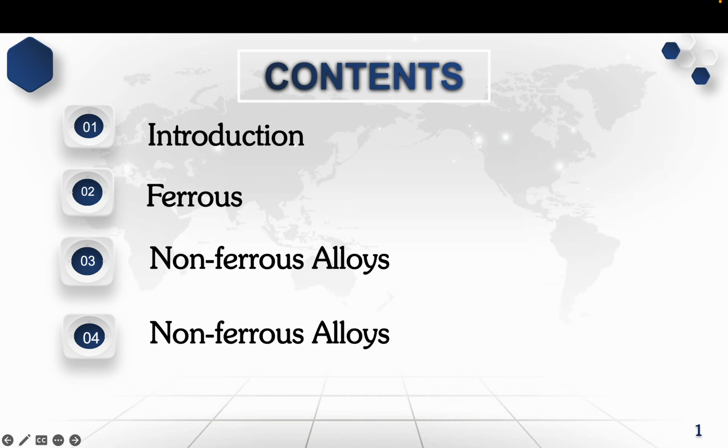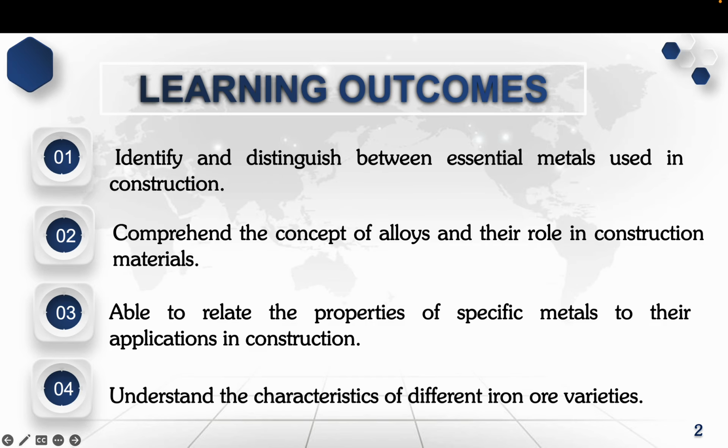At the end of the lecture, you will go through the introduction of metals, ferrous alloys, and non-ferrous alloys. By the end, you should be able to do the following. First, identify and distinguish between the essential metals used in construction. Second, comprehend the concept of alloys and their role in construction materials. Three, relate the properties of specific metals to their application in construction. And finally, understand the characteristics of different iron ore varieties. We will go through this step by step before the end of the lecture.